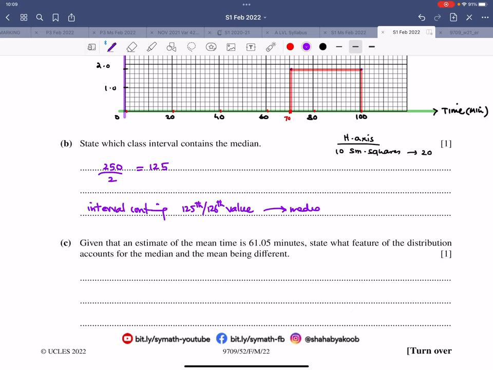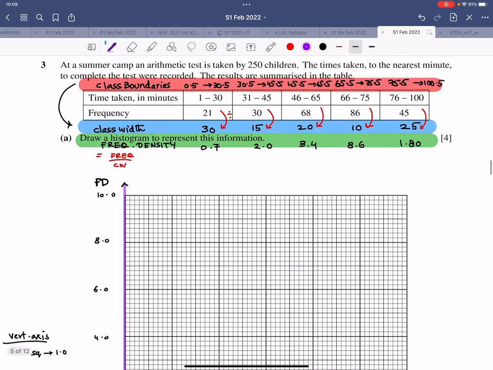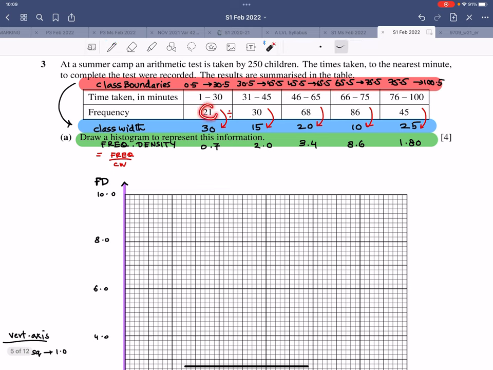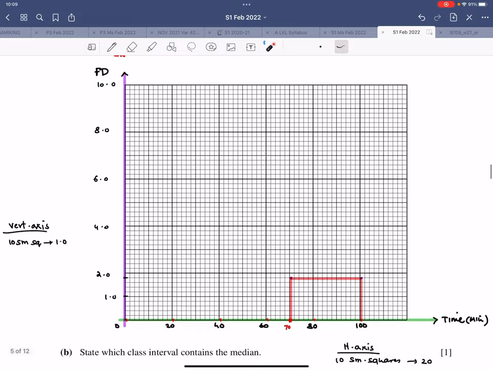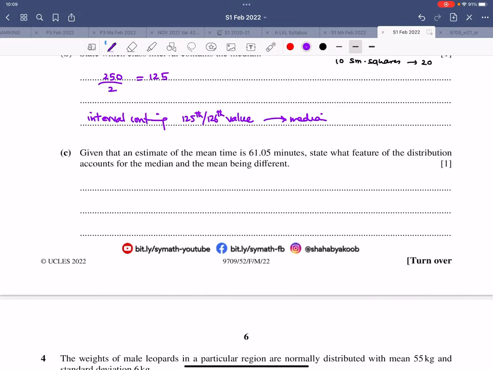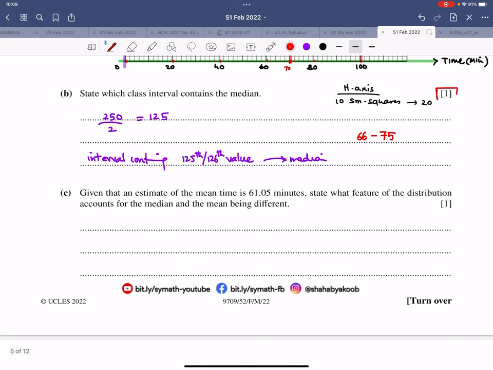So now you have to read over here. This is 21 frequency plus 30, that is 51. 51 plus 68 adds up to 119. That doesn't reach 125, so you have to go further. Therefore, this particular one, 66 to 75, is the one. It's only for 1 mark. So just state this: this is the interval that contains the median.